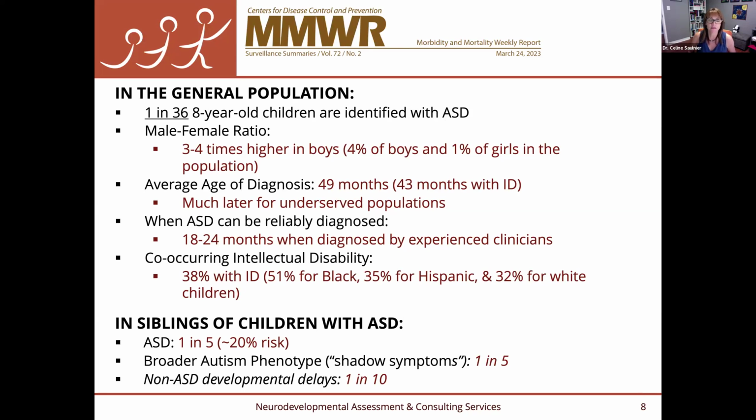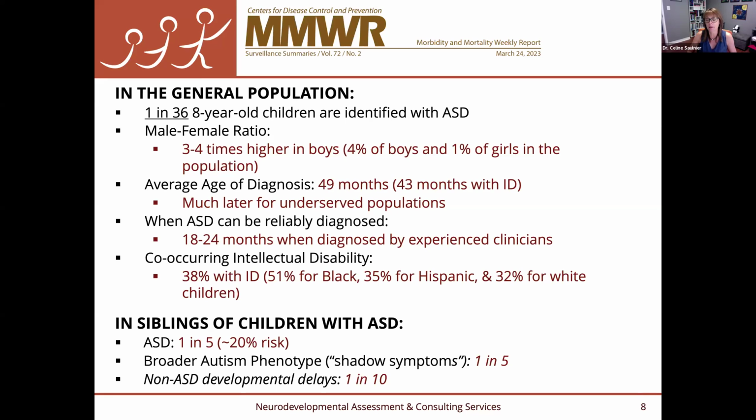The statistics for autism are ever changing. Every 2 years, the Centers for Disease Control here in my hometown of Atlanta conduct an epidemiological study, and this is for the United States. In the most recent one, the prevalence rate in the general population is 1 in 36. We are now looking at over 2% of the population being diagnosed with autism.